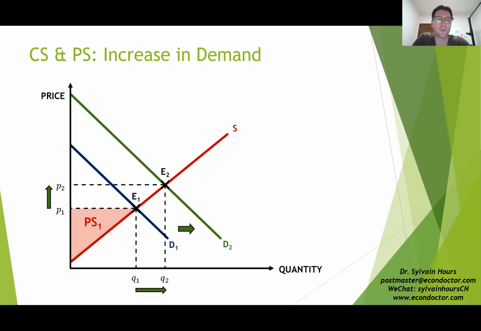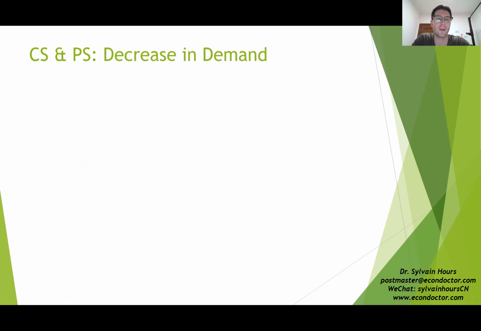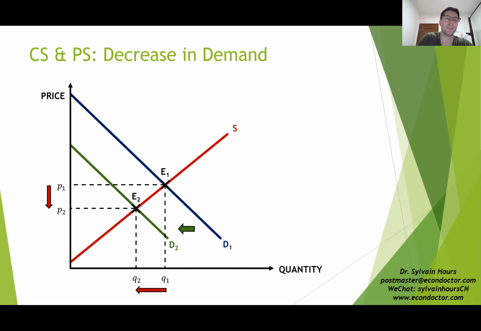Producer surplus, of course, increases. That's obvious, from PS1 to PS2. Okay, no problem. What if we decrease demand? If we decrease demand, consumer surplus will always decrease.